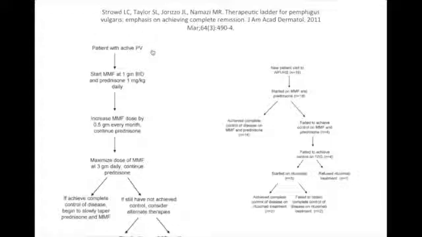A patient with active pemphigus vulgaris, you start them with 1 gram of mycophenolate mofetil twice daily, and prednisone 1 milligram per kilogram daily. You can increase to 1.5. Unless they're a very small person, I tend to start with 1.5 grams twice daily of CellCept. You can maximize the dose at 3 grams, although I've seen more than that.